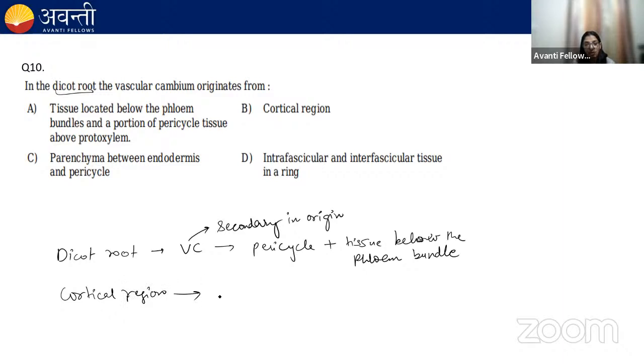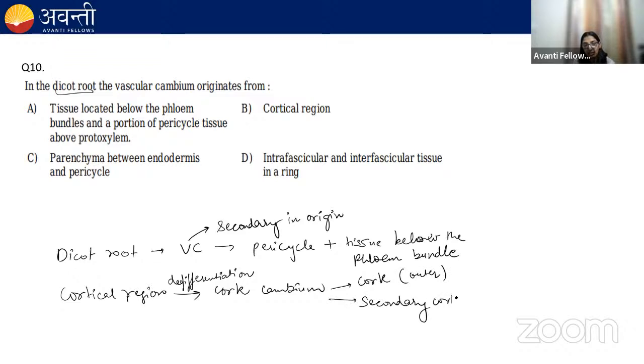The cortical region forms cork cambium by dedifferentiation. And this cork cambium forms cork on the outer side and secondary cortex on the inner side. And this cork, secondary cortex and cork cambium collectively form the periderm.